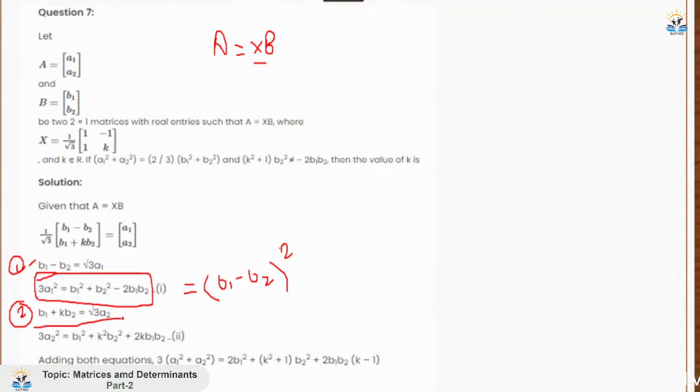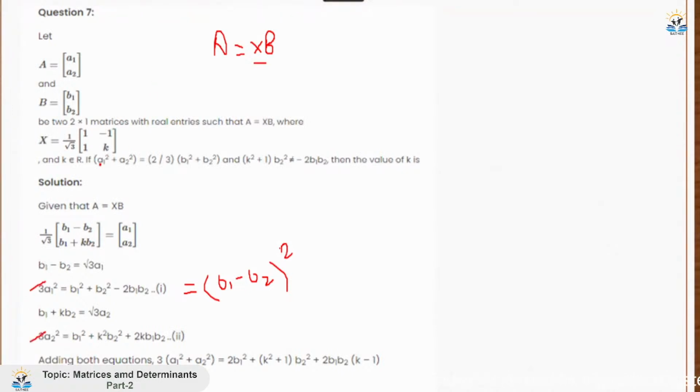Then this is my second one. So again square this one. You will get b1 square plus k square times b2 square plus 2 times ab, which is 2k b1 b2, is equal to 3a2 square. So basically now you got these two equations. This one and this one.